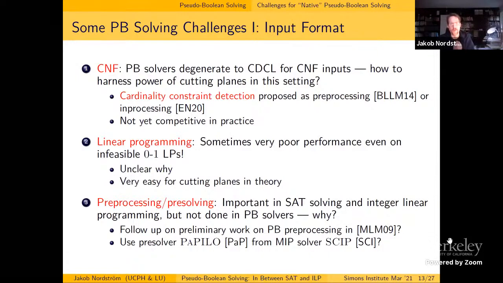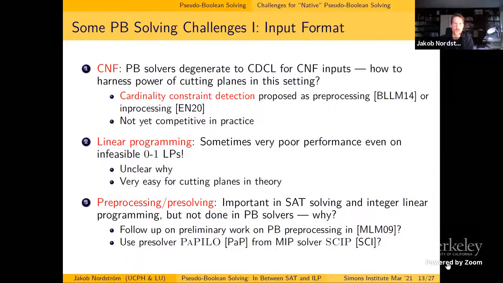The first annoying problem is that if you take this fancy pseudo-Boolean solver, but you feed it a CNF formula in the proper pseudo-Boolean encoding, then everything just collapses to CDCL, but with very, very expensive data structures. And this is a major weakness as I see it. Something that has been proposed is to try to rewrite your input and see if it could be rewritten to, for instance, cardinality constraints in a better way. And this has been implemented, but it's not actually yet good enough to be used in practice.